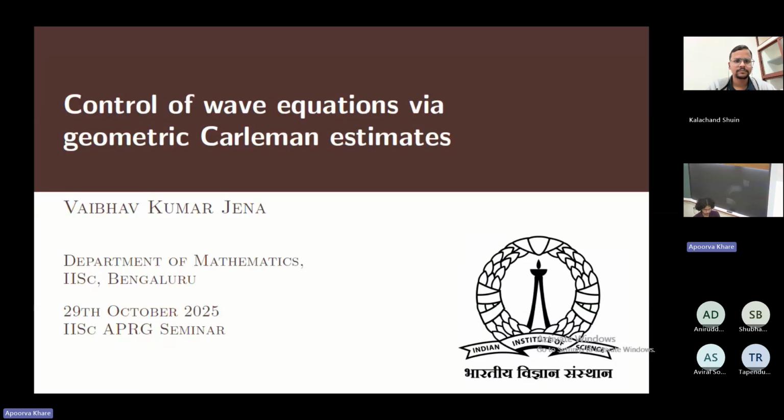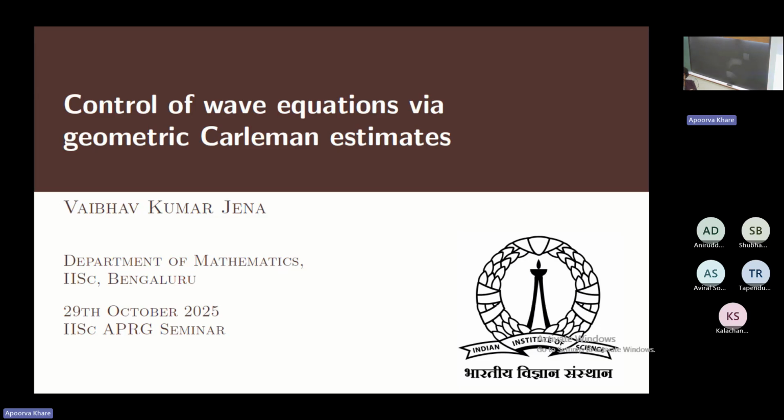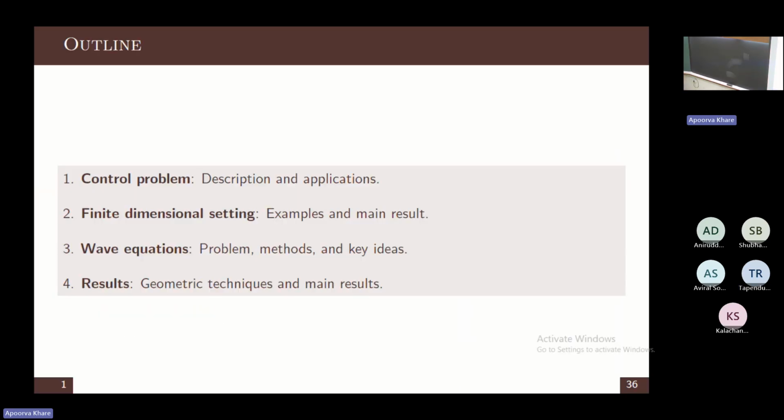So today we are going to discuss this topic known as controllability of wave equations, and one of the methods to solve them is Carleman estimates. So we'll look at how we can use Carleman estimates to solve controllability. So what we will first do is just look at a basic idea about what the control problem is and some of its applications in real life.